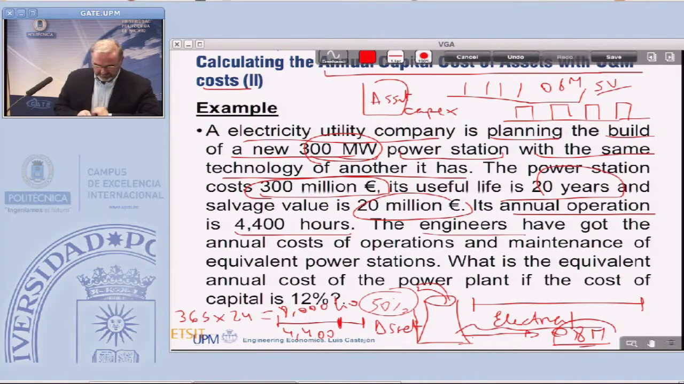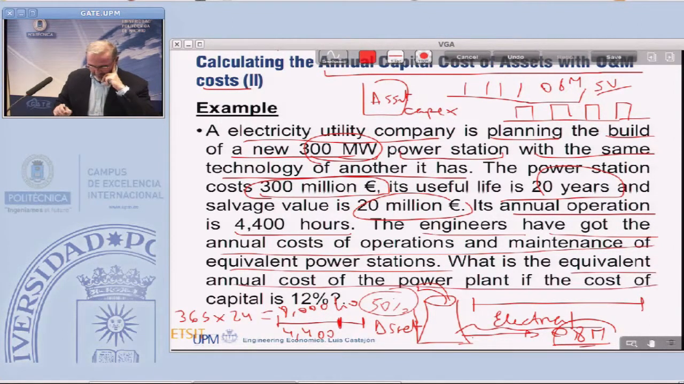The engineers, as they are experienced with that technology, have got the annual cost of operation and maintenance of an equivalent power station. And then we want to know what is the equivalent annual cost of the power plant if the cost of capital is 12%. 12% is a conventional cost of capital used for energy companies.